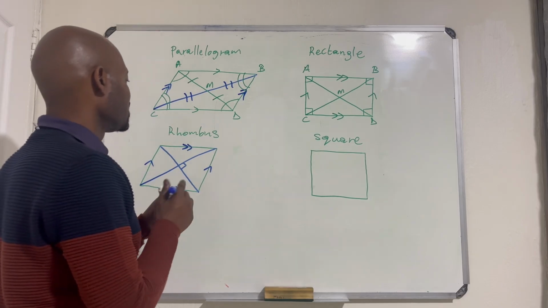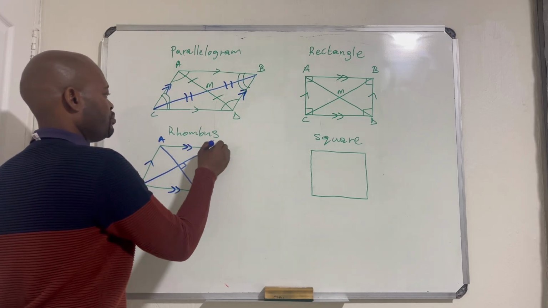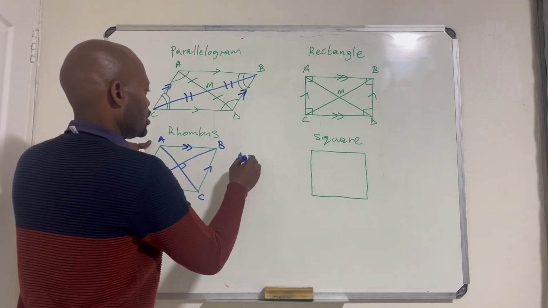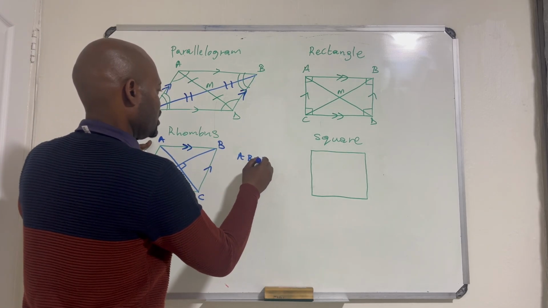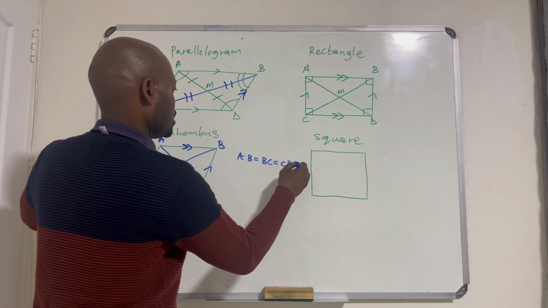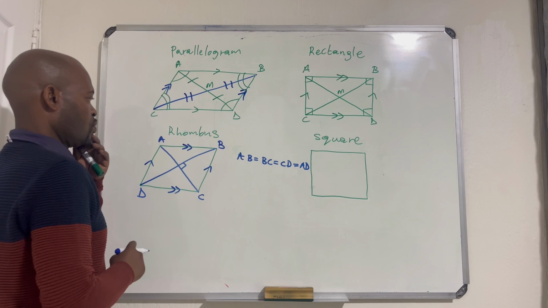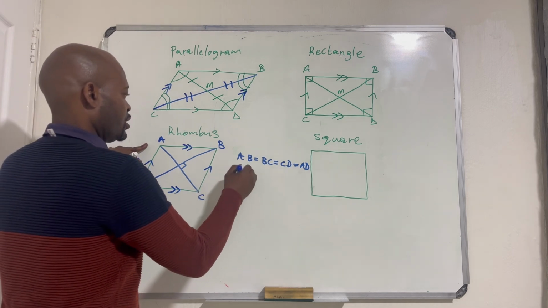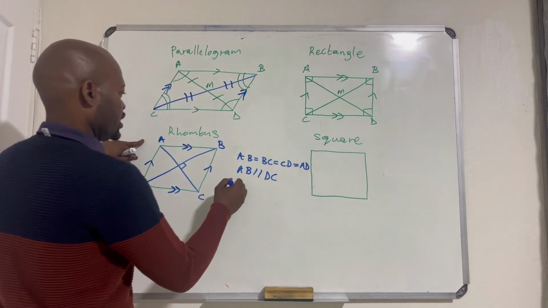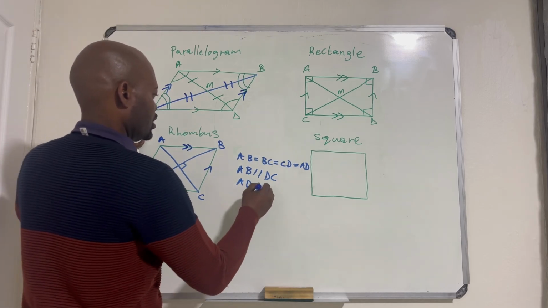Therefore, the properties of a rhombus, if I've got A, B, C, D: AB is equal to BC equal to CD equal to AD, because all sides are equal. AB is parallel to DC, and AD is also parallel to BC.